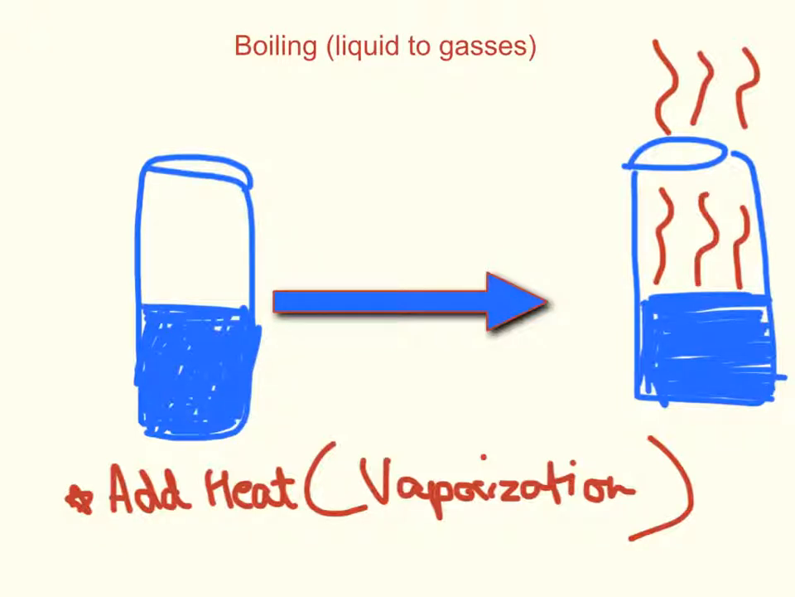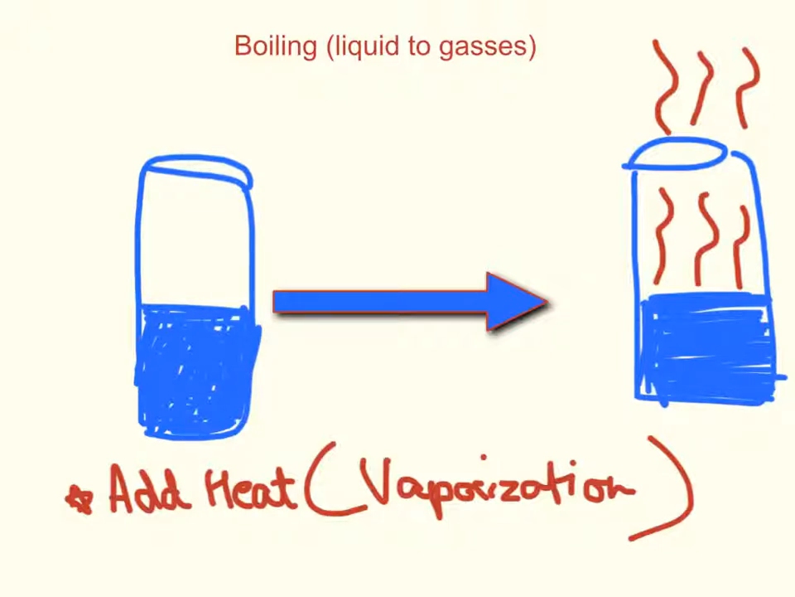The procedure of liquid changing into gases is known as boiling. Again, boiling occurs when heat is added to liquid. As you learned in our previous slides, when heat is added to a liquid or to a solid, the molecules start moving faster and faster, interconnecting with each other and eventually losing their form. And eventually, they reach the stage where they turn into gases.